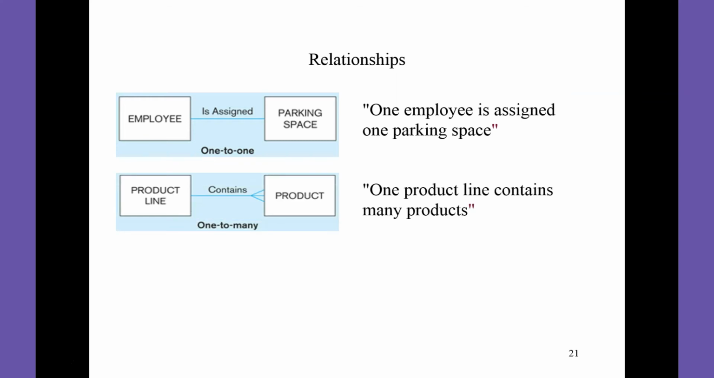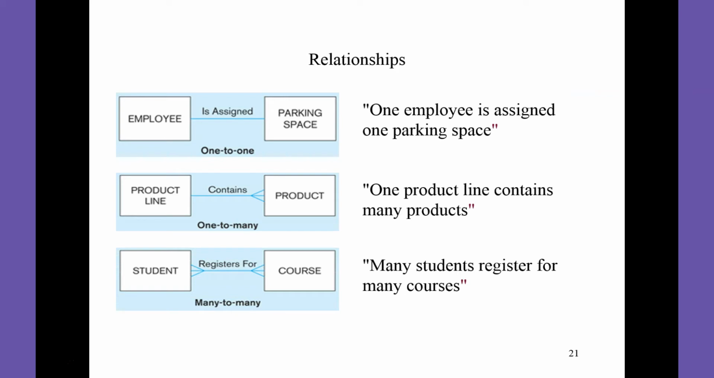A one-to-many is illustrated here with the entity types of product line and product. One product line contains many products. Conversely, many products are contained in one product line. Thus, a one-to-many relationship can also be seen as a many-to-one relationship when viewed from the perspective of the other entity type. Although a particular product line may contain many products, when this relationship is viewed from the perspective of a particular product, that is, an instance of product, we say that a particular product is contained in one product line. And finally, the many-to-many, students and courses.